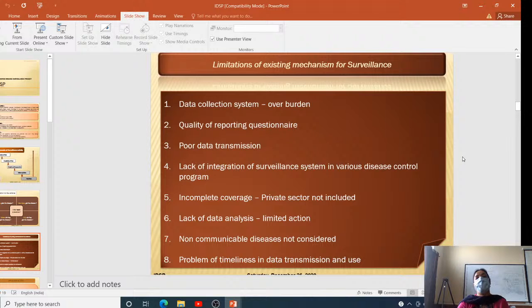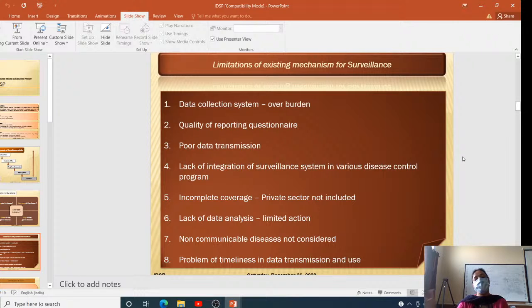First, the data collection system was overburdened. We had a limited number of healthcare workers in the field, and they were overwhelmed with data collection. They had to collect data for so many different diseases and maintain so many different registers. You know very well what the different registers or data sheets are which are maintained by the health worker male, health worker female. They are the grassroots level workers who are responsible for the entire data collection.